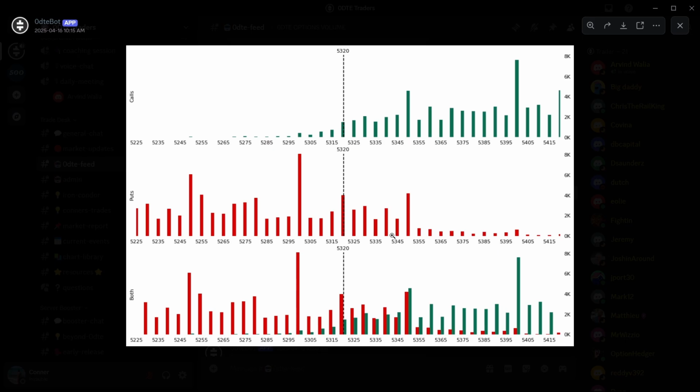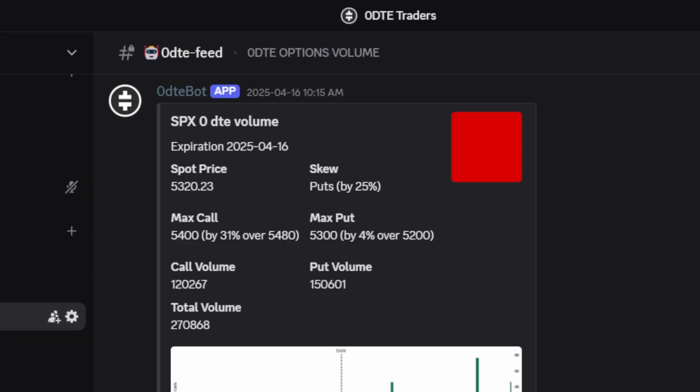Analyze 0 DTE options volume and determine the strikes with the highest call volumes and the strikes with the highest put volumes. The strike with the highest 0 DTE call volume is what we refer to as the max call. The strike with the highest 0 DTE put volume is referred to as the max put.